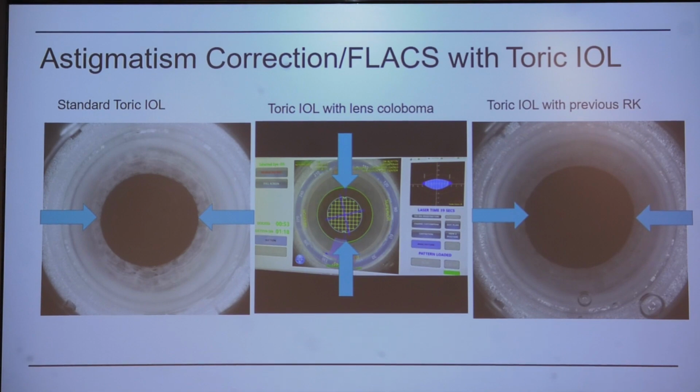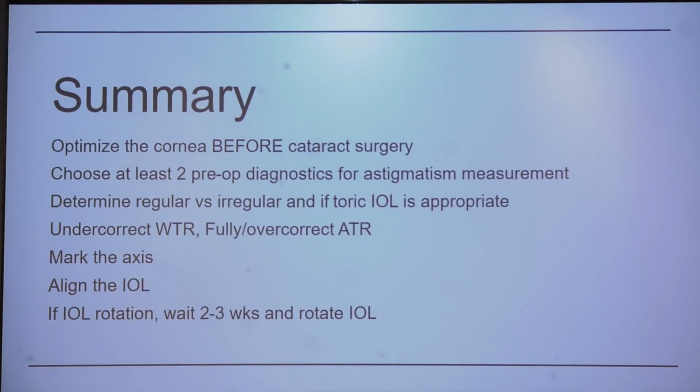You can see here that for a standard toric lens, it will easily align. Even in a case, for example, of a toric lens with a lens coloboma, and the reason for those crisscrosses is because it is a denser cataract. And also in the case of RK, I routinely put toric lenses in RK patients.